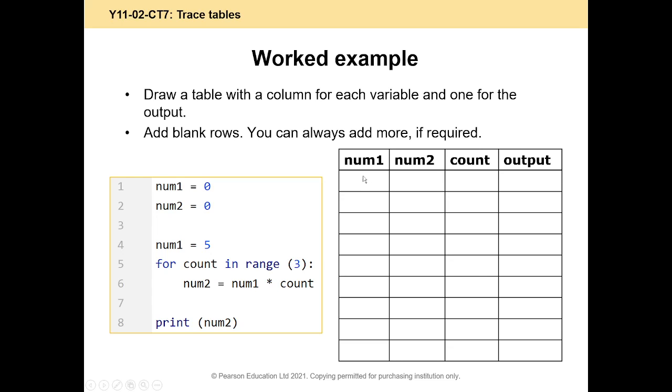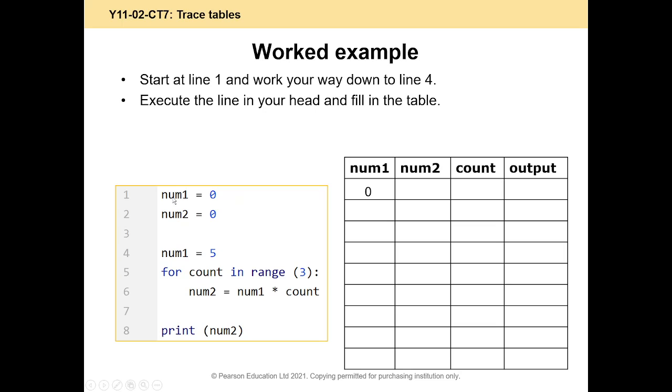Then, every time we step through, we put in a value. So after we've run line 1, num1 has been assigned the value 0. It's been set to 0. Num2 on line 2 has also been set to 0, so we put that next to it in here. When we get to line 4, num1 has changed, so we can cross it out and put 5. We move on to the next line and we just put the new value underneath. That's what a trace table means. You can trace the changes, you can see how the variables change.